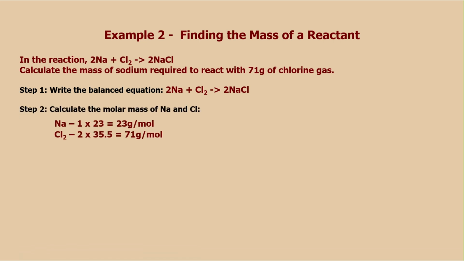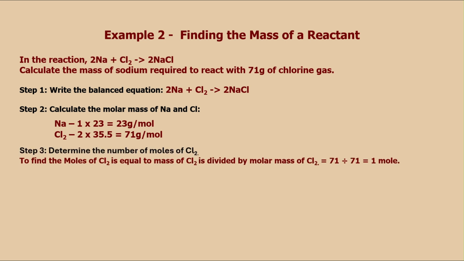Step 2. Calculate the molar mass of sodium and chlorine. Atoms and masses in sodium, 1 times 23 is equal to 23 grams per mole. Atoms and mass in chlorine, Cl2, 2 times 35.5 is equal to 71 grams per mole. Determine the number of moles of chlorine. The moles of chlorine is equal to the mass of chlorine, Cl2, divided by the molar mass of Cl2, is equal to 71 divided by 71 is equal to 1 mole.